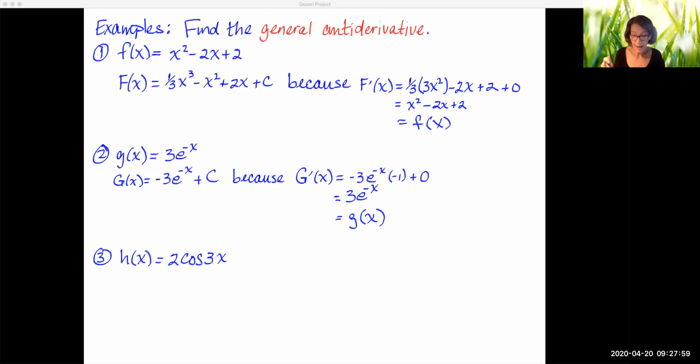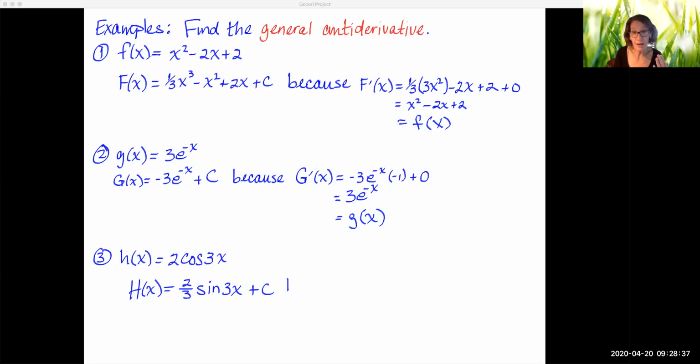And then the third one has a cosine. It's a composite cosine of 3 times x. So the chain rule comes into play in the third one as well. So we're looking for the antiderivative of 2 times cosine of 3 times x. You might have to, it might be trial and error. You might try a couple different things. But the answer should be h of x is 2/3 times sine 3x plus c.